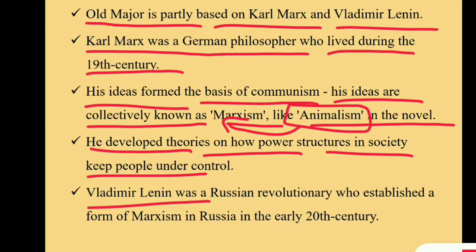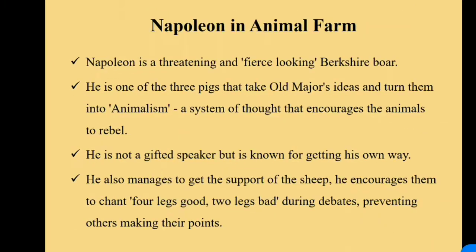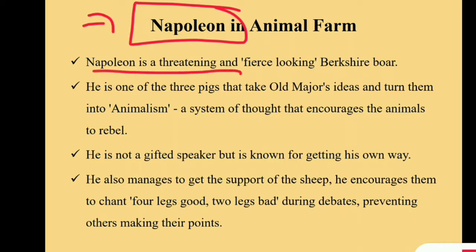Vladimir Lenin was a Russian revolutionary who established a form of Marxism in Russia in the early 20th century. This leader also becomes very important because he plays a crucial part in the Russian Revolution as well. The next character in the story is Napoleon in Animal Farm. Napoleon is a threatening and fierce-looking Berkshire boar. He is a boar, or you can say a male pig as well.